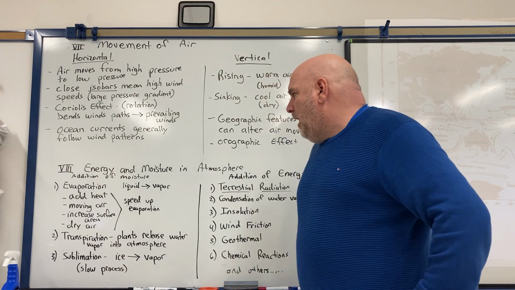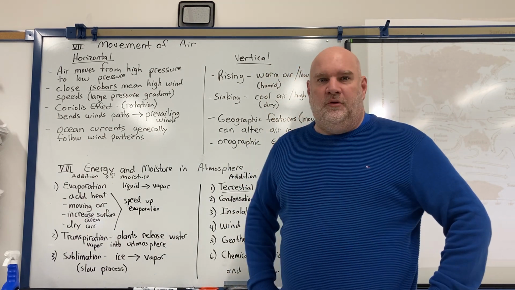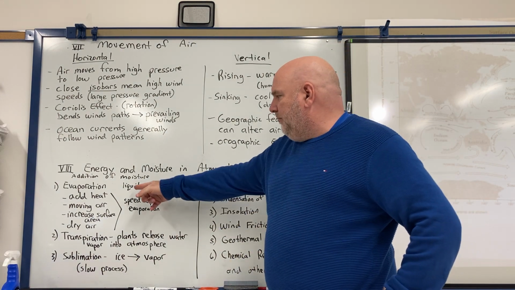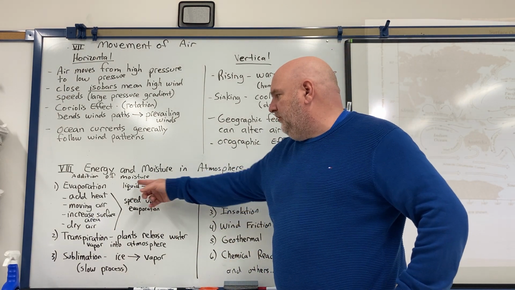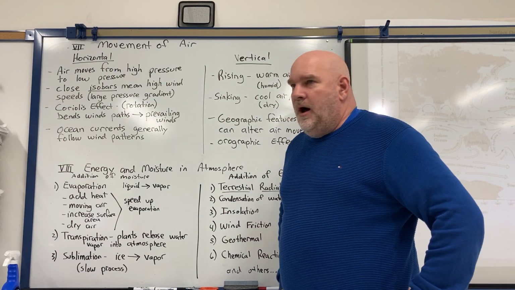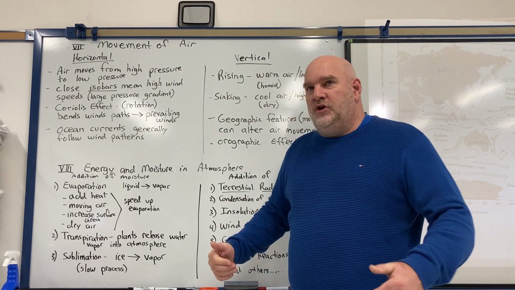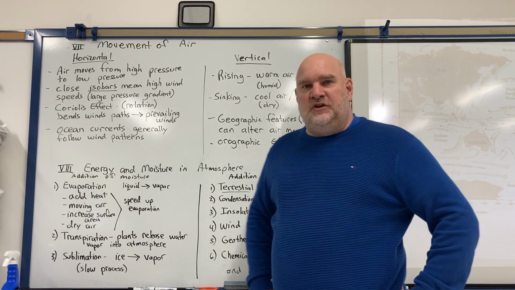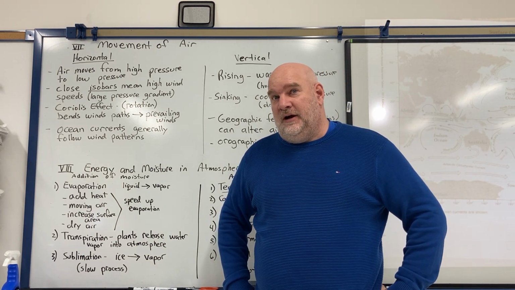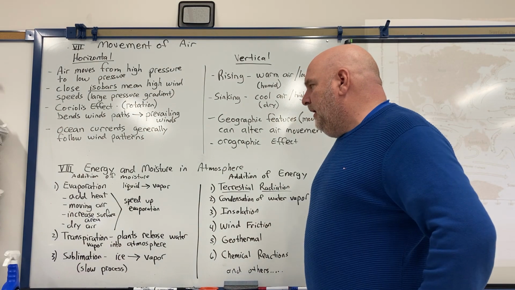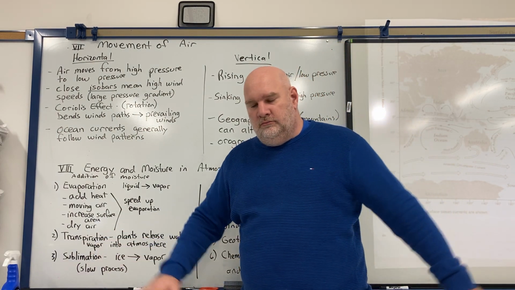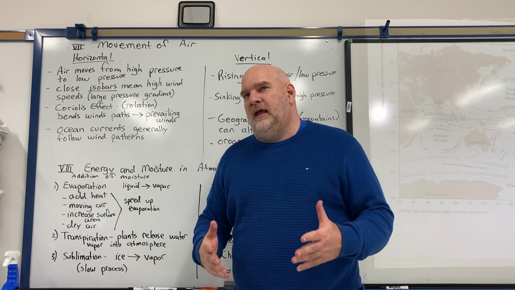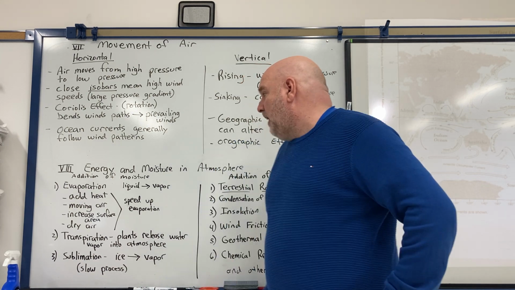First one is one you're probably most familiar with, evaporation. Evaporation is when you go from liquid to a vapor, liquid to a gas. So that's probably the main way that moisture gets added to the atmosphere. Now, there's different things you can do to speed up evaporation. Let's say there was a puddle spilled on the floor of this room right here. Things I could do to make that water evaporate faster.